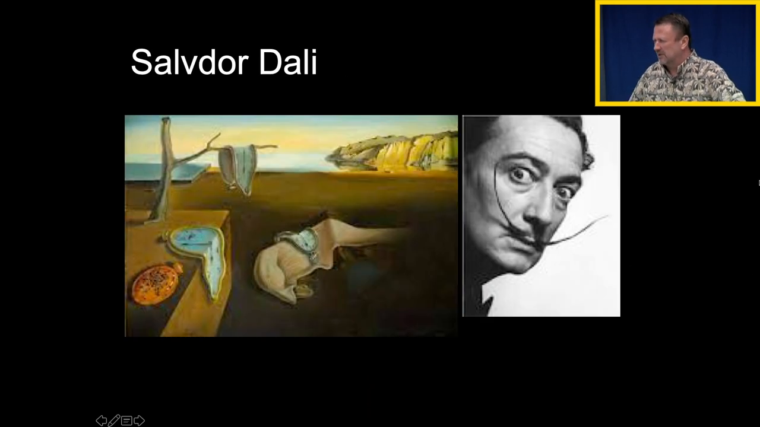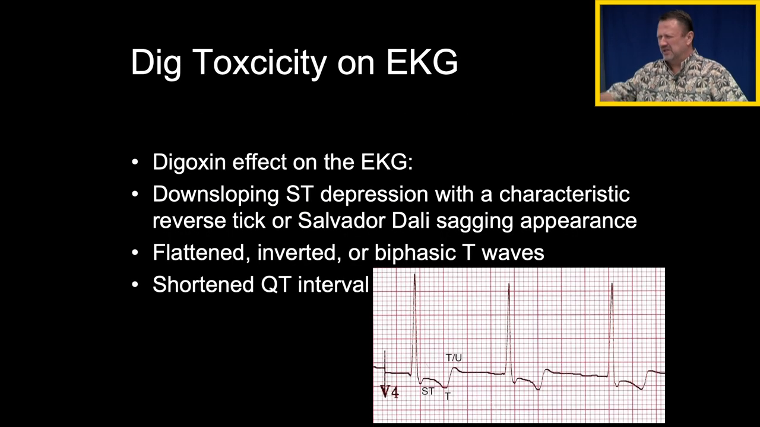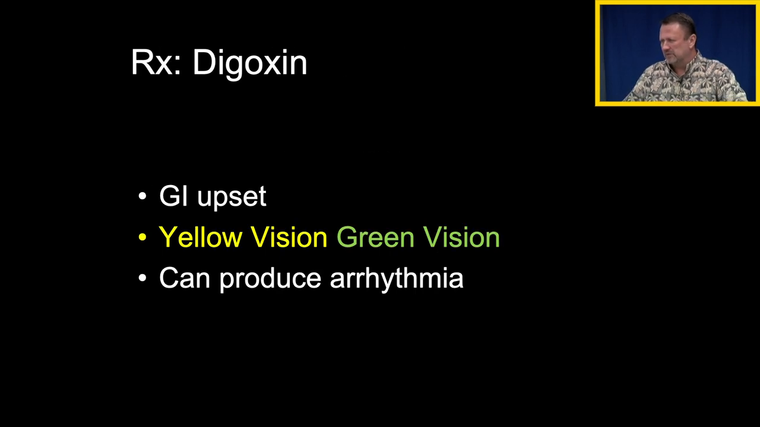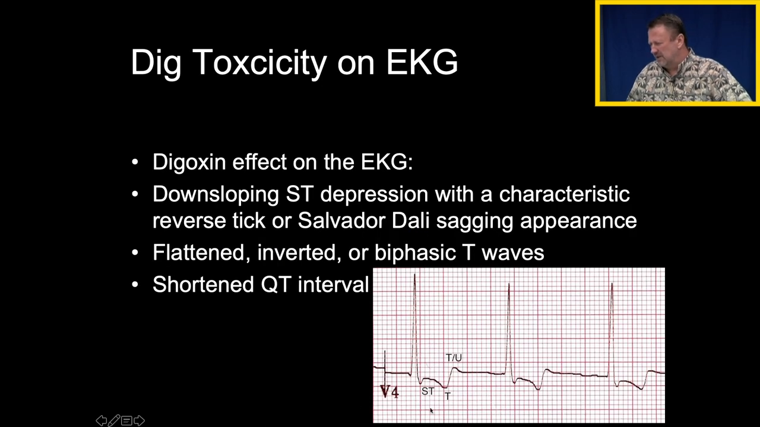By the way, since I was on the subject, this is Salvador Dali, and he is a famous artist, famous enough for me to at least talk about him. And this is where the sagging appearance came from. He drew something very famous, and you notice everything is sagging. And then he always had these funny looking mustache shapes. If you look at pictures of Salvador Dali, his mustache was very interesting. That's where all this Salvador Dali sagging mustache business comes from. If you see it on a question, just remember, oh, that's digitoxicity. What's more important is this yellow vision, okay? Because patients will tell you about this. It'll be EKGs that have these weird biphasic T waves that look like, oh, there's his mustache right there, maybe. So that's where that comes from.